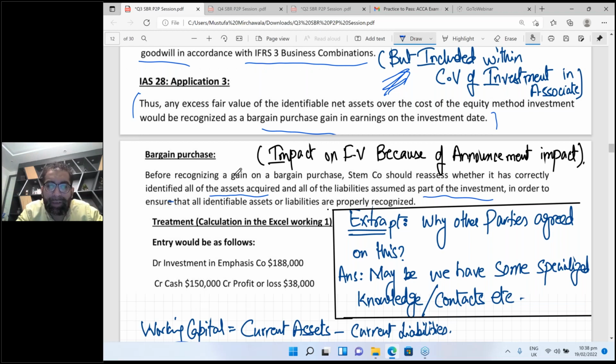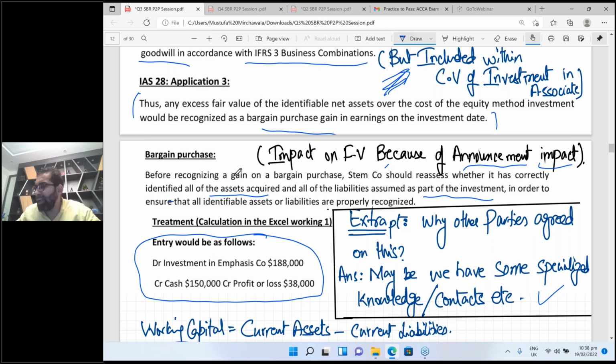Then I have added one extra point. See, extra point: why did the other parties agree on this? Maybe we have some specialized knowledge or context, etc. See, I have added this point. The extra pt means point. I just discussed this point with you guys, that there is a possibility why the other parties allowed us to pay less and get more share, because maybe we have some knowledge related to this technology. Or see this announcement impact. I gave you the example of Apple. There is a possibility of these things as well. Okay, and here is the double entry.